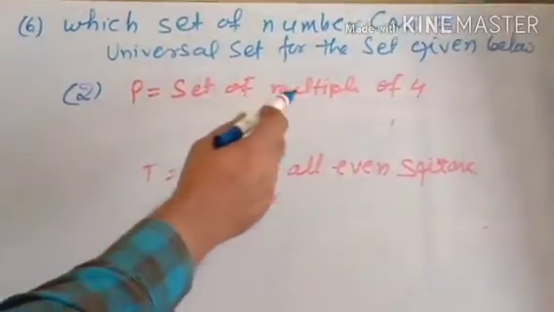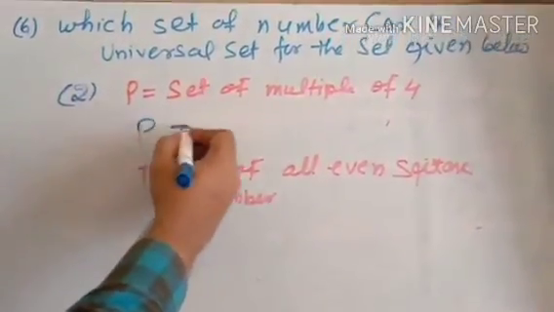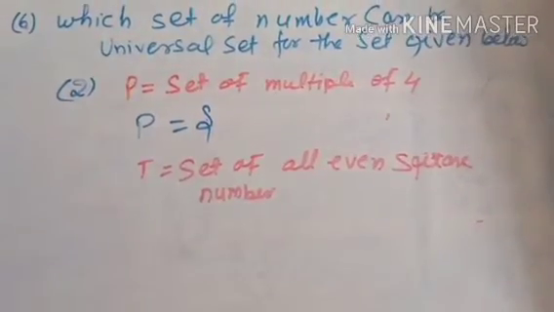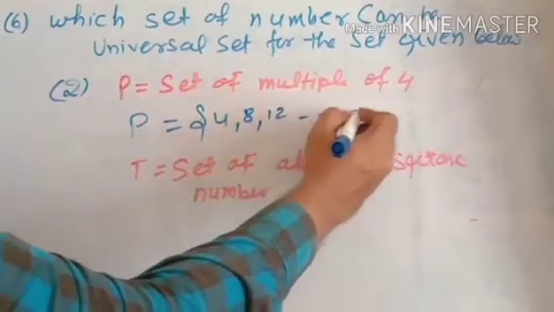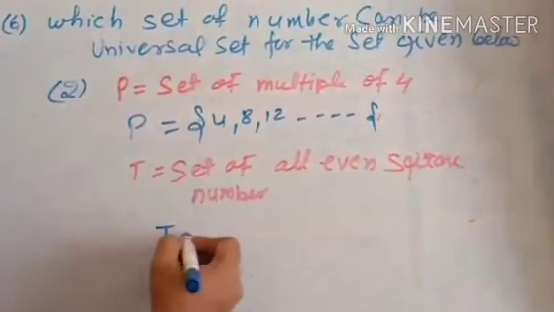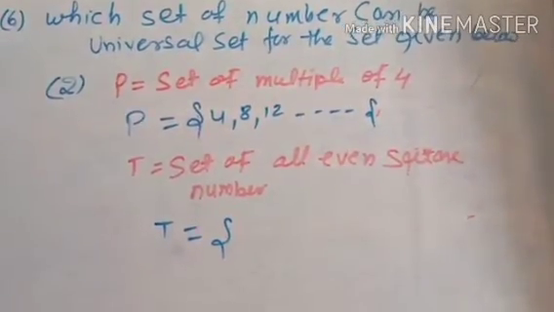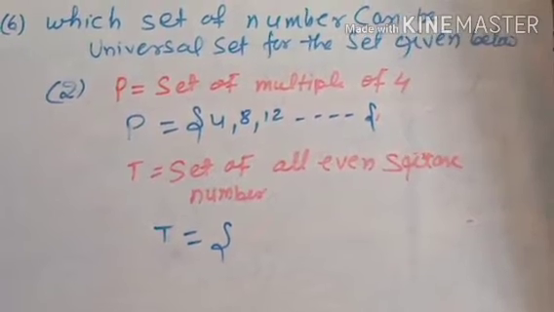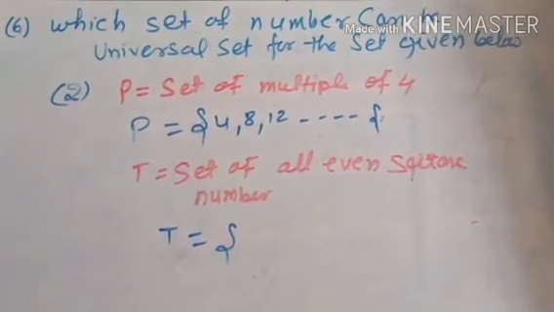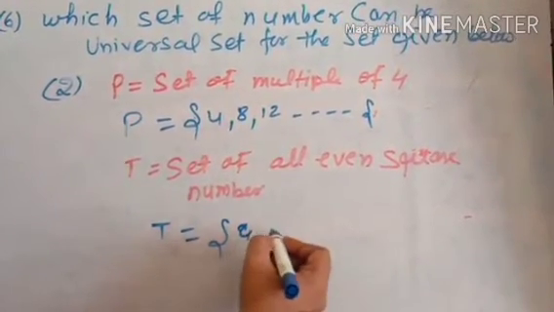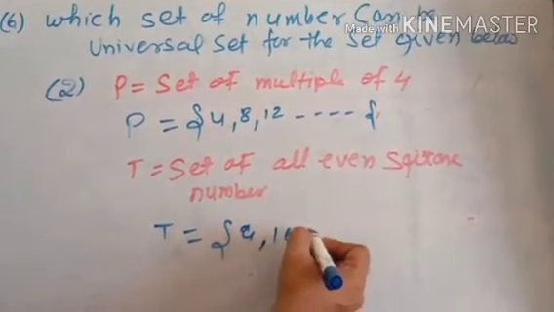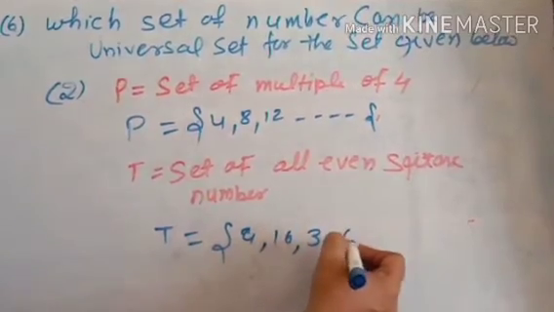P is the set of multiples of 4. 4 1s are 4, 4 2s are 8, 4 3s are 12. And T is equal to the set of all even square numbers. The square of an even number is even. So even square numbers are what? The square of 2 is 4, the square of 4 is 16, the square of 6 is 36, the square of 8 is 64.